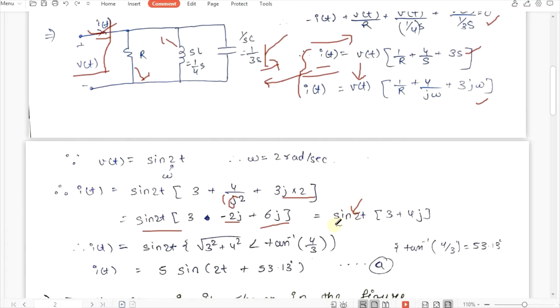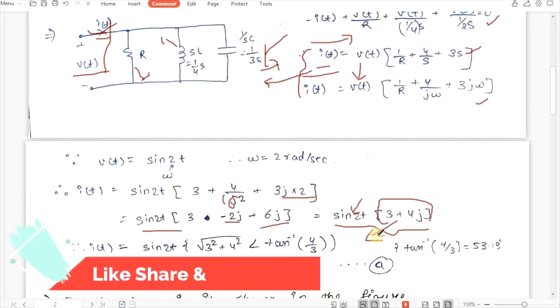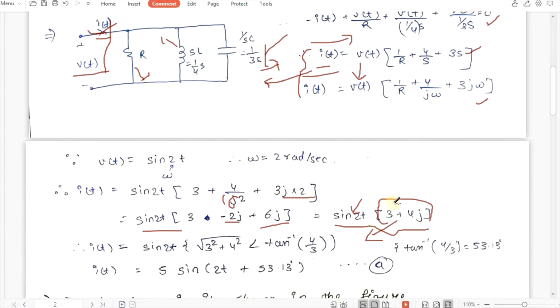Once you have arrived at this step where you have your complex number with your input, now you just have to get the magnitude as well as the angle of your complex number. If you calculate the magnitude of this complex number, it will be the square root of 3 squared plus 4 squared, basically real part squared plus imaginary part squared. It will be 9 plus 16, the square root of 25, which is 5. So this is our magnitude.